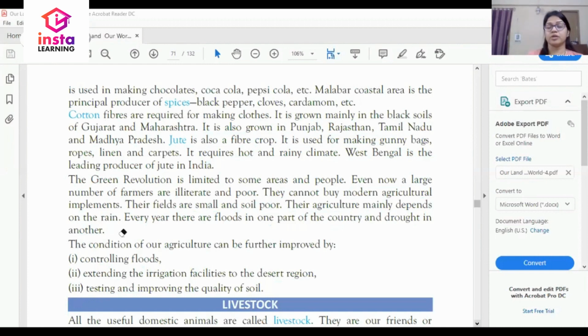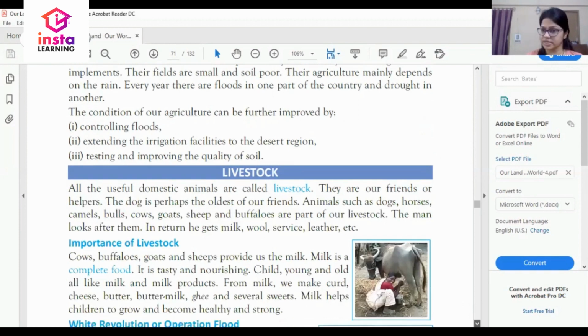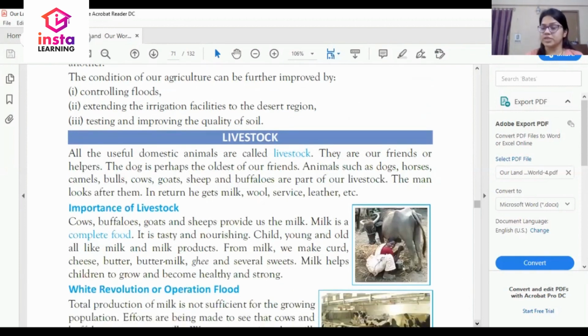soil. जो मिट्टी है उसकी क्वालिटी को टेस्ट करके और उसकी क्वालिटी में इम्प्योरिटीज होने पे उसको इम्प्रूव करके हम अपने एग्रीकल्चर को और ज्यादा ग्रो कर सकते हैं. So this is all about the first learning objective. Let's discuss the livestock, which is our second learning objective.